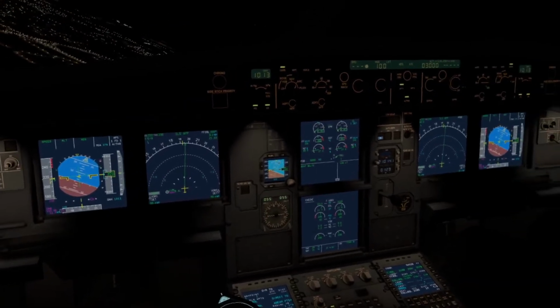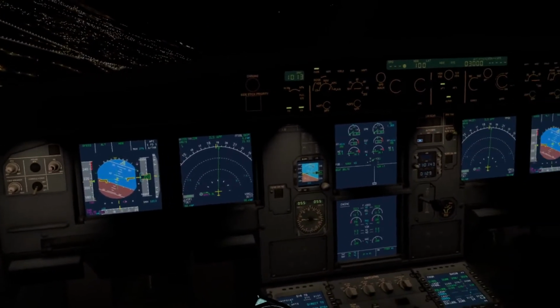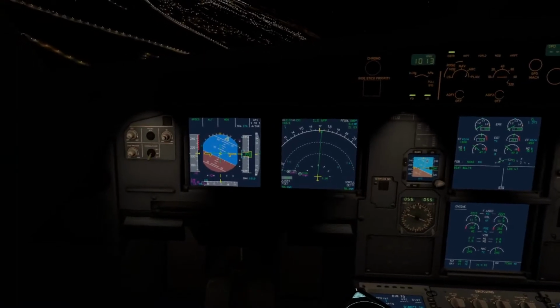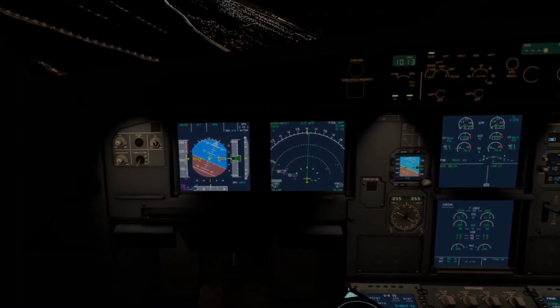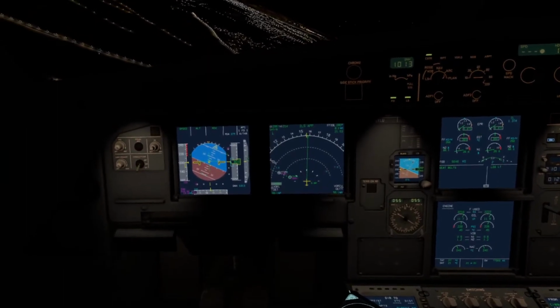So we're doing the right turn here. Flaps 2. Speed checked. Flaps 2. And we're just going to wait until we reduce our speed to a reasonable amount, and then we're going to select the gear down.